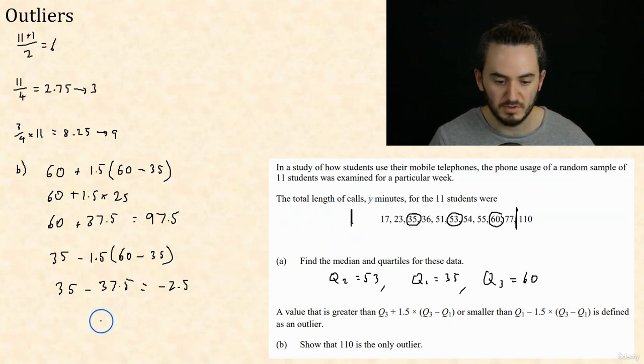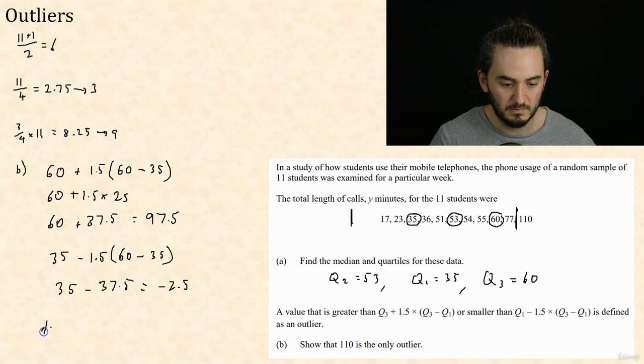And now we can see that 110 is the only outlier. So therefore, 110 is the only outlier.